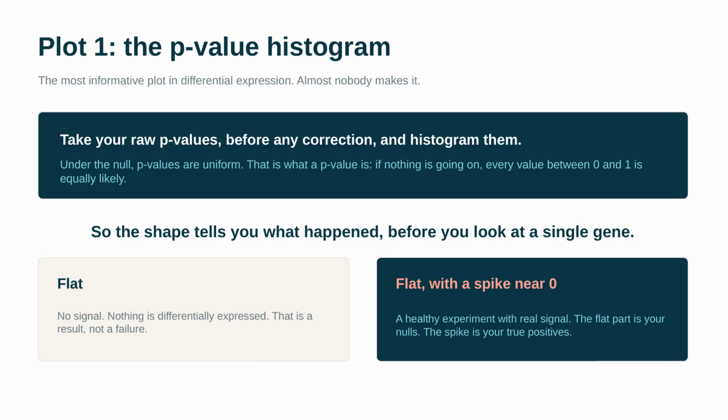Start here, because this is the single most informative plot in all of differential expression, and almost nobody makes it. Take your raw p-values, before any correction, and histogram them. Under the null hypothesis, p-values are uniformly distributed. That is what a p-value is. If nothing is going on, every value between 0 and 1 is equally likely. So the shape of that histogram tells you what happened, before you look at a single gene. A flat histogram means no signal. A flat histogram with a spike near 0 is what a healthy experiment with a real signal looks like. The flat part is the nulls, the spike is your true positives.